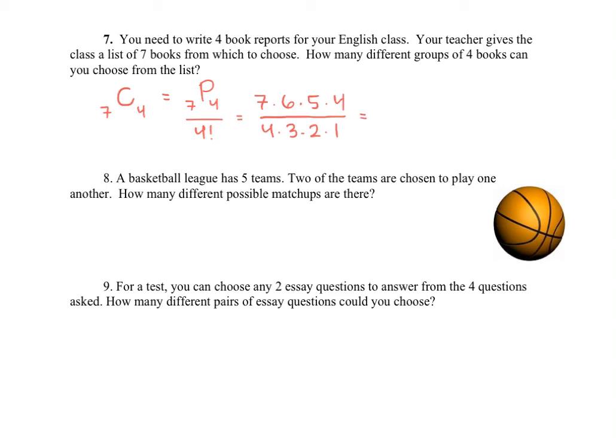So I can do some cross simplifying here if I want. 4 goes into 4 once and into 4 once, and 3 and 2 both go into 6, so that's one way to tackle that. 7 times 5 would be 35 different groups.